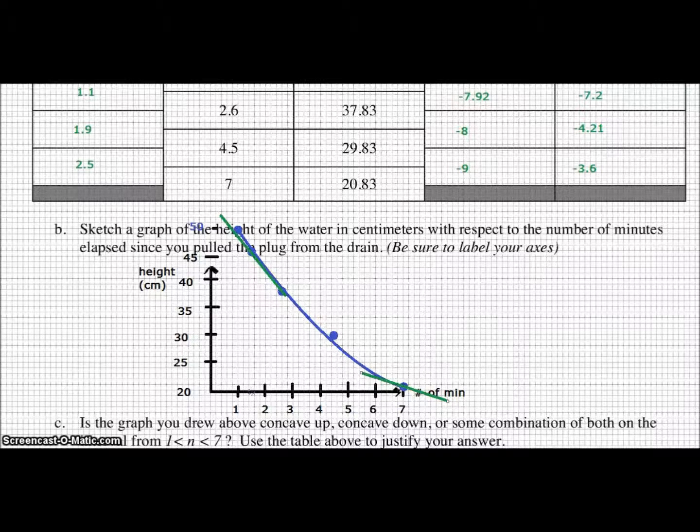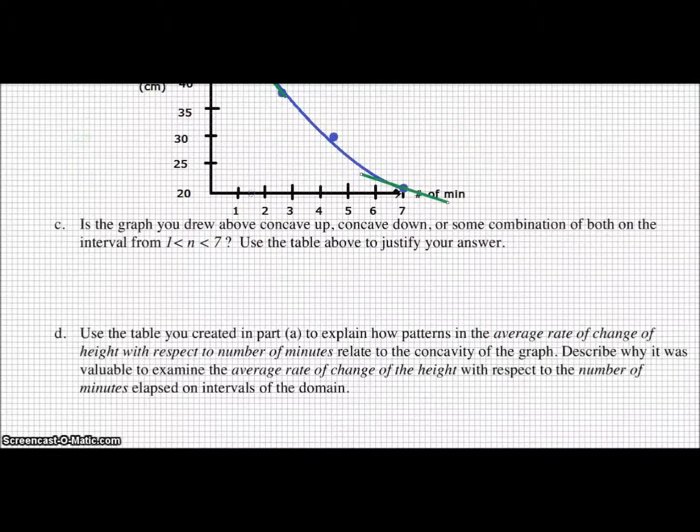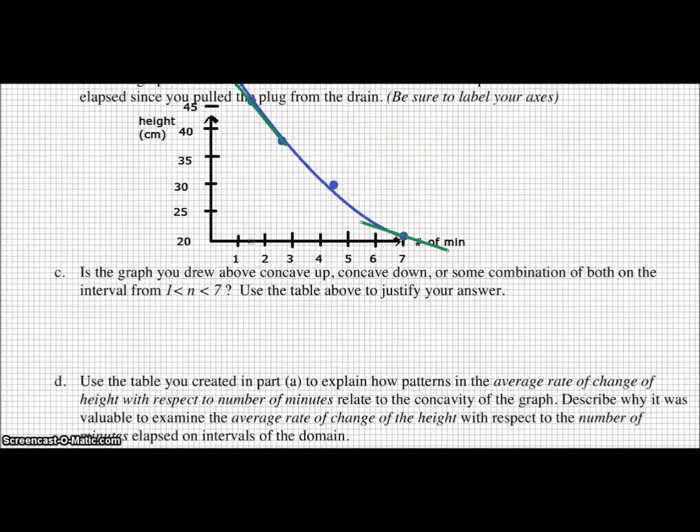we have concave up when the rate of change of a function is increasing on an interval of the function's domain. We say the graph is concave up on that interval. So even though our function is decreasing, the rate of change is increasing. So that's the answer to this one. Is the graph you drew above concave up, concave down, or some combination of both? Definitely concave up, because the rate of change is increasing.